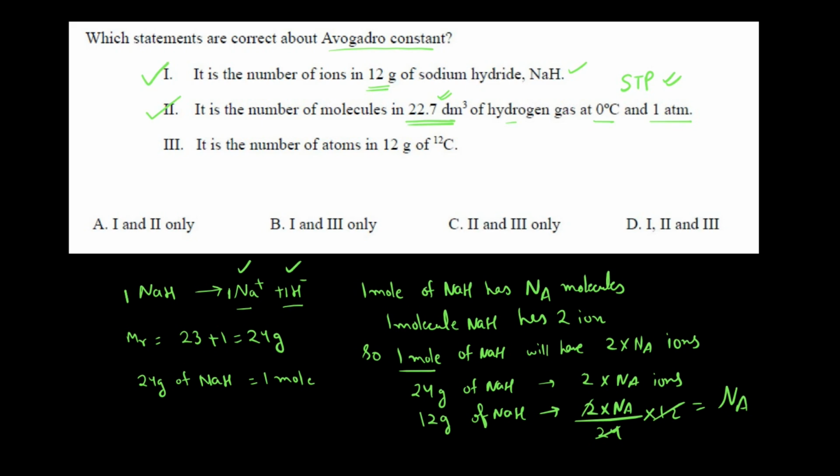Third option, it is a number of atoms in 12 gram of carbon 12. Of course, this is the definition of Avogadro's constant. So Avogadro's constant is a number of atoms in 12 grams of C12. So all the options are correct. So the correct option is D option.